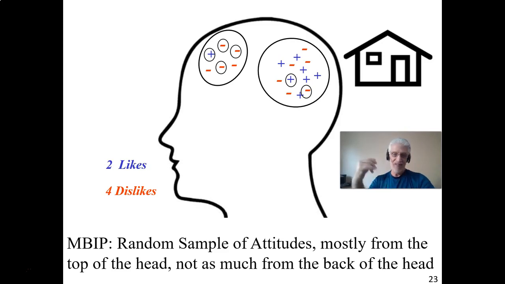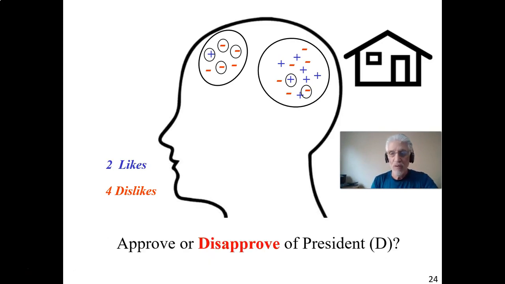Well, in this case, the random sample yields a different result than the first time. Now they've sampled, both from the top of the head and the back of the head, 4 things they dislike and 2 things they like. And so they do their random sample and they say, I disapprove of the job the president is doing. Now again, this is the same person before who said they approve. This time they're saying they disapprove, not because they're dumb, not because they have no thought in their head.